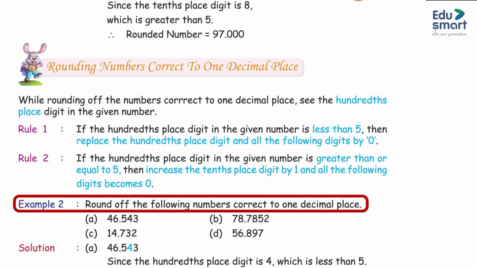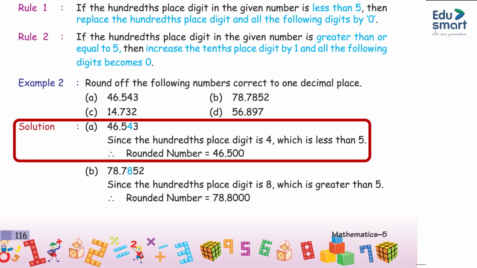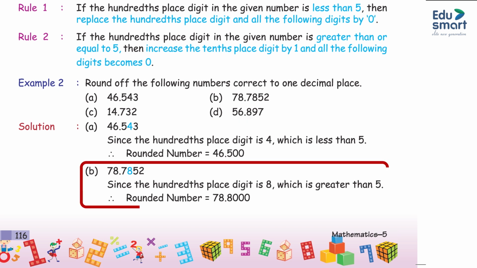Example 2. Round off the following numbers correct to 1 decimal place. A: 46.543, B: 78.7852, C: 14.732, D: 56.897. Solution. A: 46.543. Since the 100th place digit is 4 which is less than 5, rounded number 46.500. B: 78.7852, since the 100th place digit is 8 which is greater than 5, rounded number 78.8000.